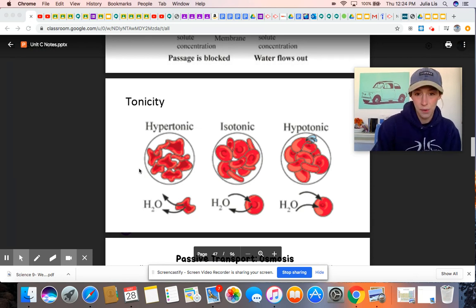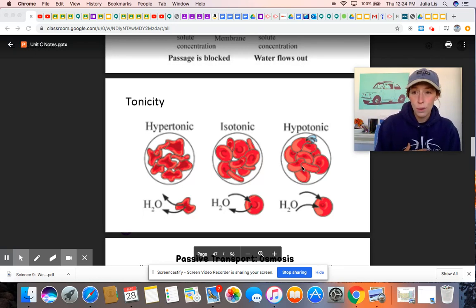And this is how they die. What happens is the water from inside their body goes to the saltier exterior and they become dehydrated and die. A hypotonic solution is when a cell is actually more salty than the exterior.